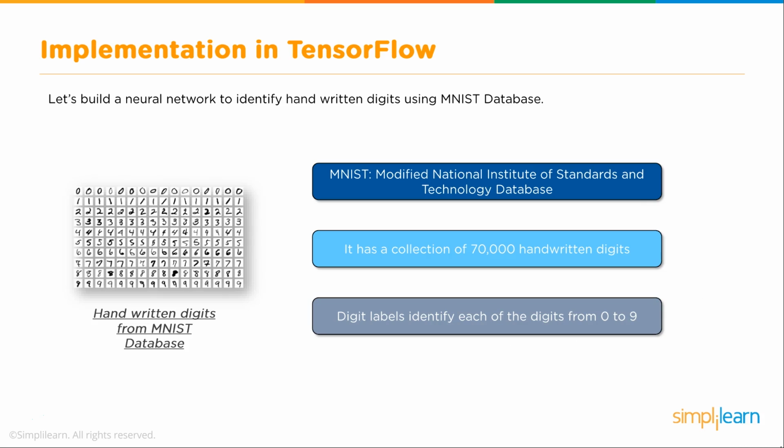So let's take a look at implementation in TensorFlow. And we're going to build a neural network to identify handwritten digits using the MNIST database. And that stands for Modified National Institute of Standards and Technology Database. It is a collection of 70,000 handwritten digits, and the digit labels identify each of the digits from 0 to 9. This is a cool example because it's simple enough that you could actually run this through some basic machine learning categorizing algorithms and train them, and you'll get about the same answer because, again, it's a simple grid.